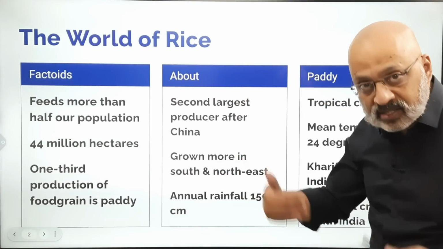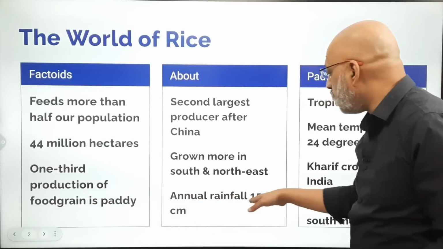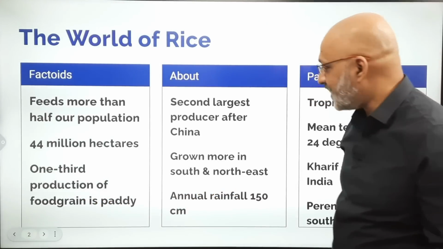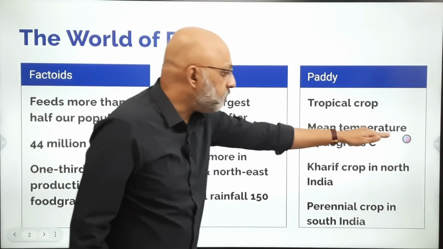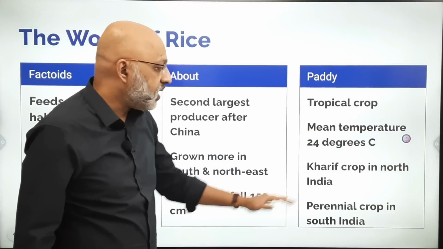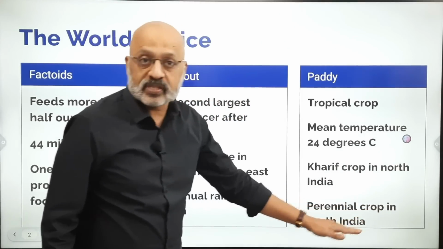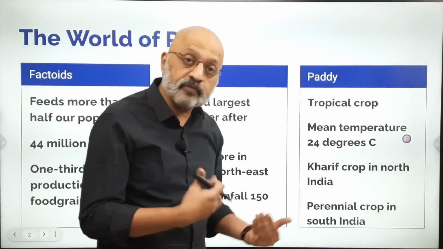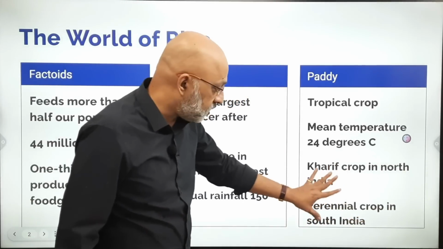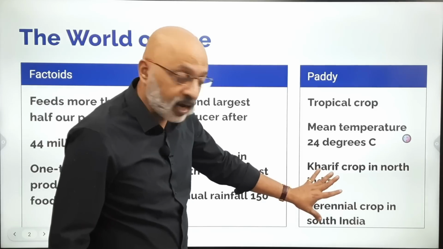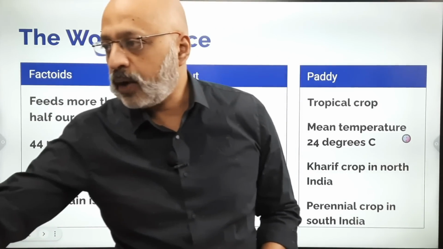It is grown more in South India and the northeastern part of India. It needs an annual rainfall of about 150 centimeters. It is a tropical crop. The mean temperature should be about 24 degrees centigrade. It's a kharif crop in northern India, but it's a perennial crop in South India, in the sense that it is grown both as a kharif crop as well as a rabi crop in different parts of South India. So this is an important distinction that you will have to remember as far as paddy is concerned. Okay, I hope it is clear.